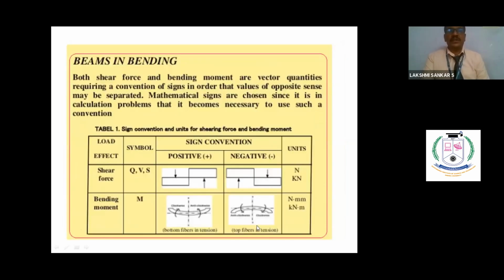Now the sign convention. If this is a section, the right side, this side from here, is going to be negative. For the right side, if the load is coming down it is positive, going up is negative. For the left side, as in a graph, going up is positive, coming down is negative. For bending moment, if I bend upward it is called a positive bending moment, and if I bend downward it is called a negative bending moment.